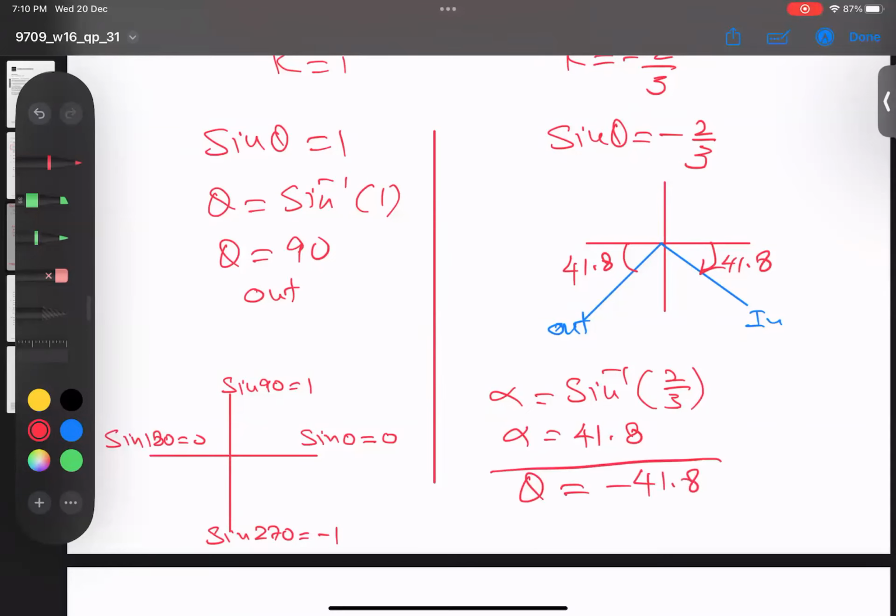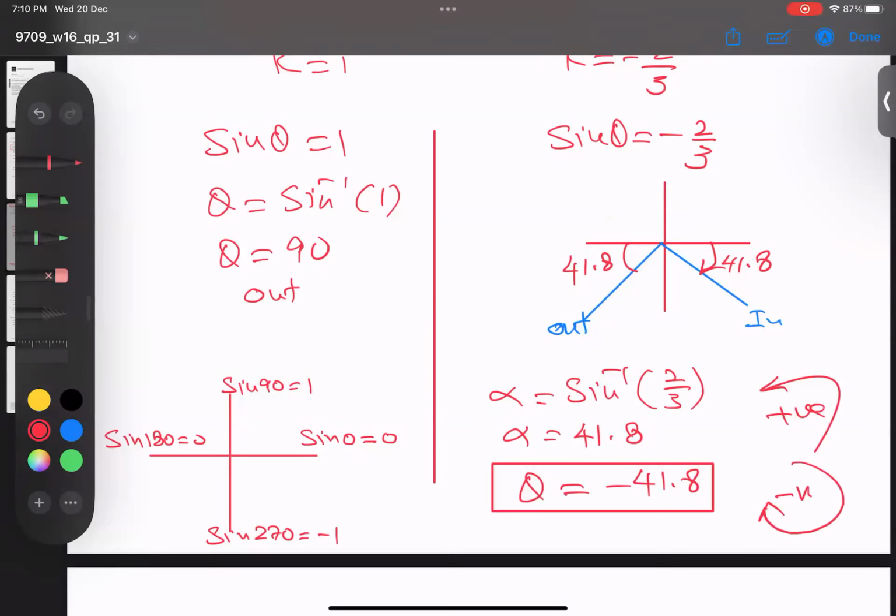You ask, sir, why did you put a negative sign? Because I said before, when you move anti-clockwise, this way, it is a positive answer. And when you move clockwise, like this way, it is always a negative answer. And you can see this arrow is clockwise. That is why I wrote a negative sign. And this is my final answer.